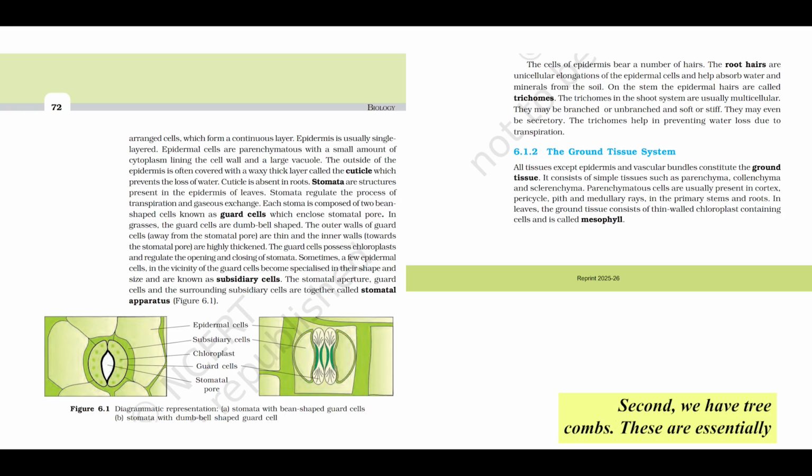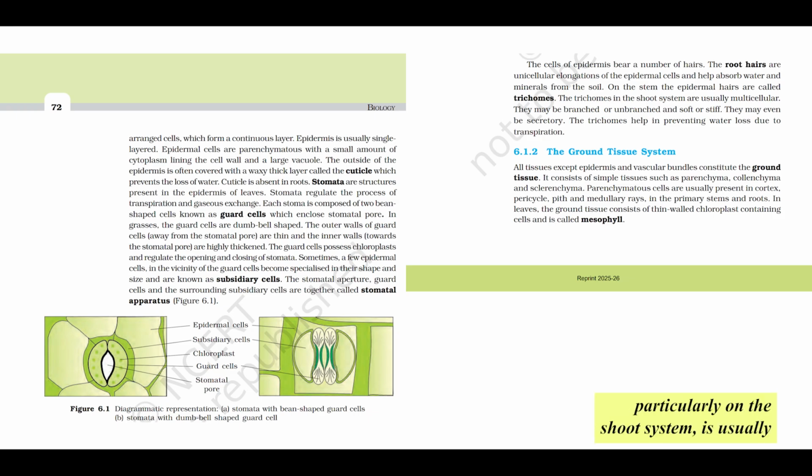Second, we have trichomes. These are essentially the hairs you find on the shoot system, typically on stems and leaves. Now, unlike root hairs, trichomes are usually multicellular, and they show an astonishing diversity in form. They can be branched or unbranched, soft and delicate, or maybe stiff and spine-like. Some trichomes can even be secretory, producing substances like sticky resins or stinging compounds, like in stinging nettles.